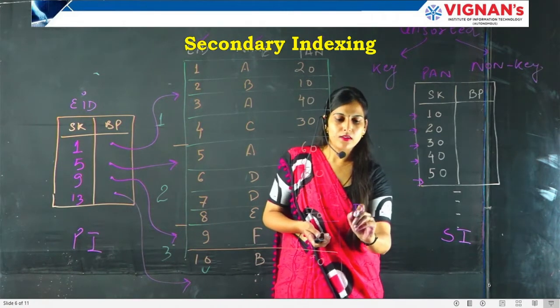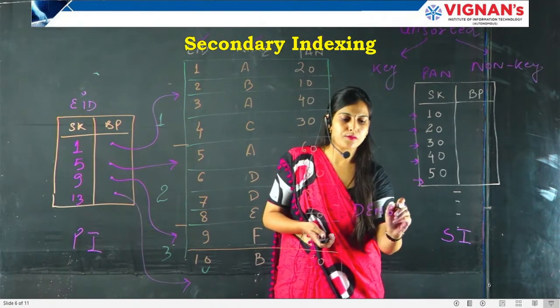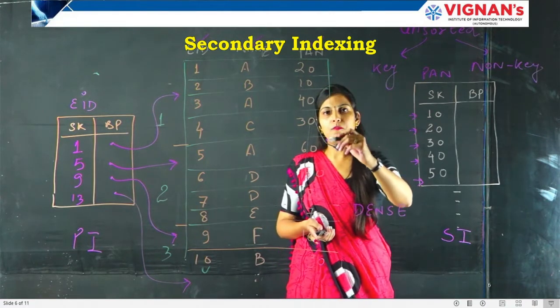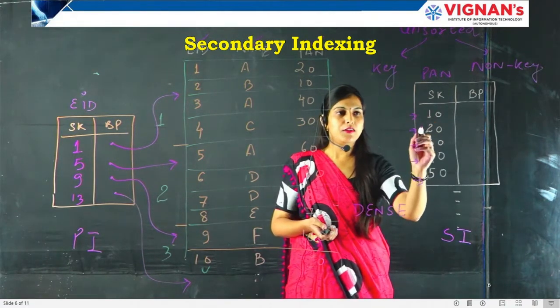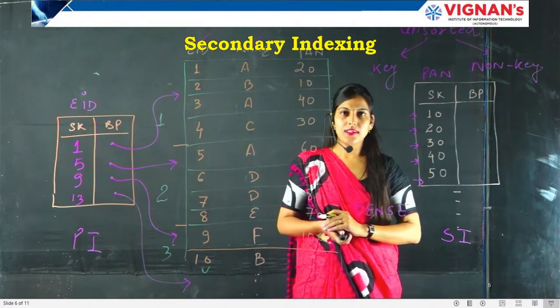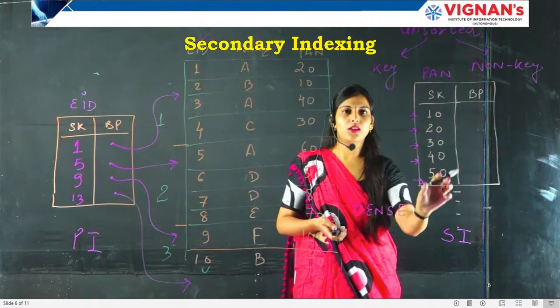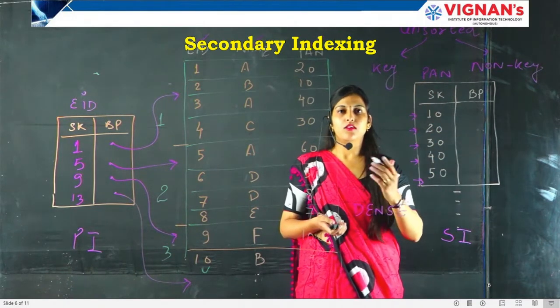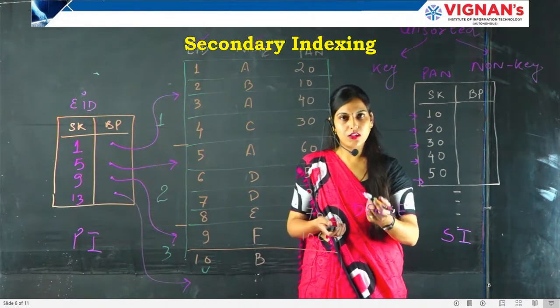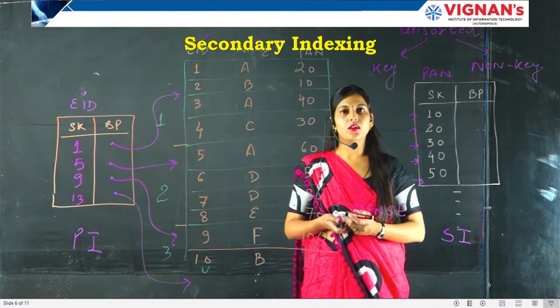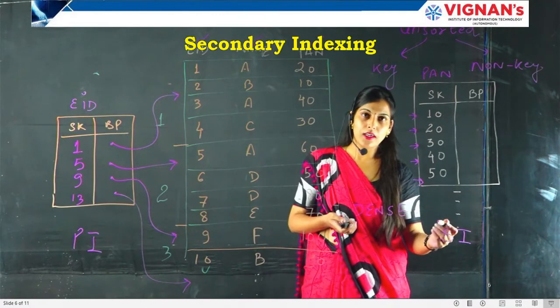So it is dense. Why is it dense? Because for each individual record I have an individual entry in my secondary index table. One difference is that I have sorted all the entries, because if you are using that attribute for searching the record, then it has to be sorted. So we will sort the entries in the secondary index table.